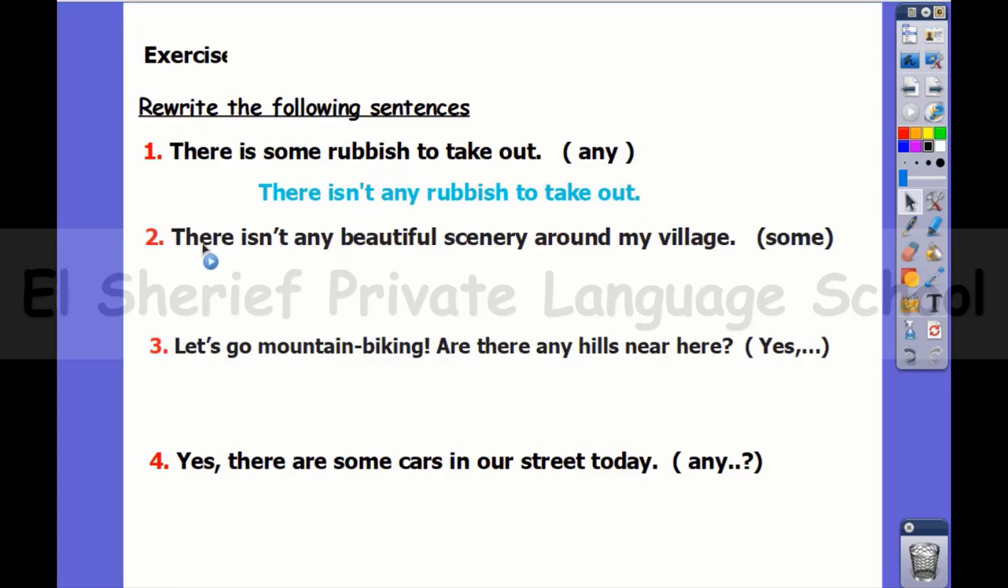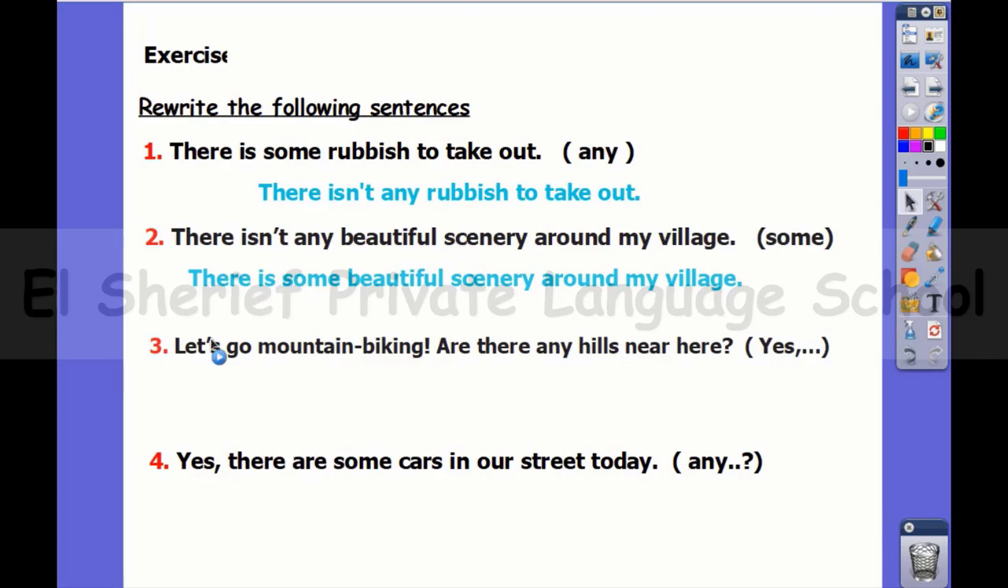Number 2. There isn't any beautiful scenery around my village. Use some. Notice here that the word scenery is an uncountable noun. So the sentence is going to be something like this. There is some beautiful scenery around my village. Okay, so notice here the singular verb is.